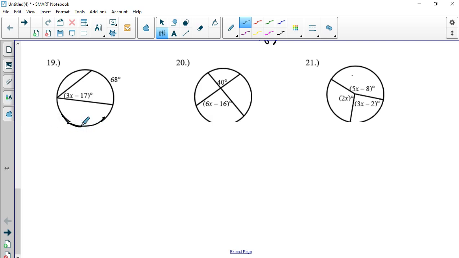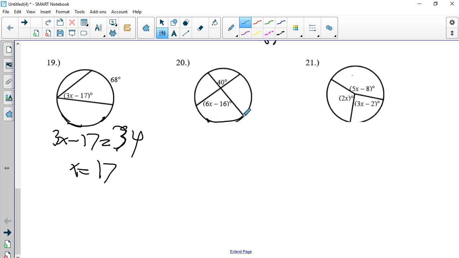All right, here we have an inscribed angle again. You have two choices. You can say 1/2 of 68, or again, just go right to 3x minus 17 is equal to half of 68, which is 34. Up to you. Now I'm going to add 17 and get 51, divide by 3 and get, well, 17. Here, I'll finish my circle.